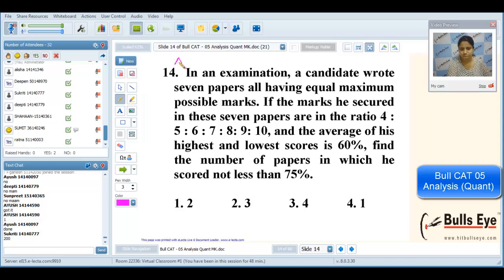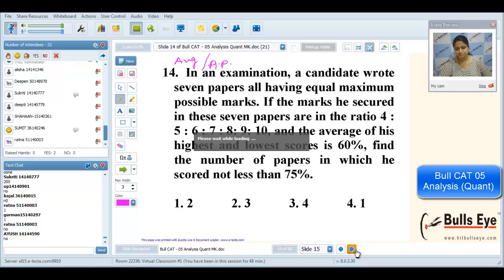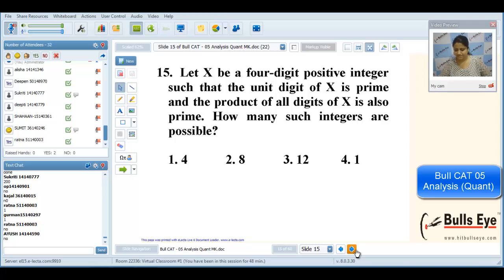Average concept. Concept is based on average, or you can say AP. Yeah, first option, this is the answer in this case. Okay, any problem in this? Okay, next question. Easiest of the paper. Very easy. If you know about prime number, what do you mean by prime number? It will be very easy. Any problem in this? I'm skipping this.